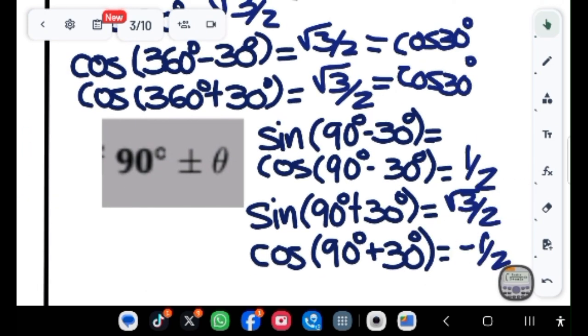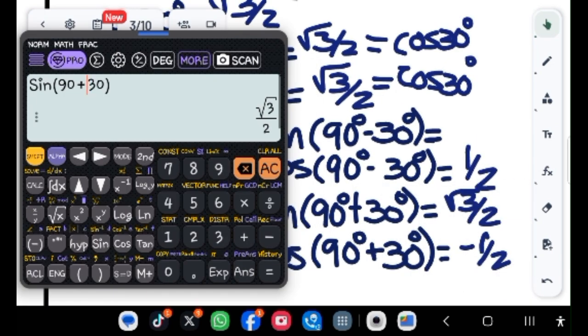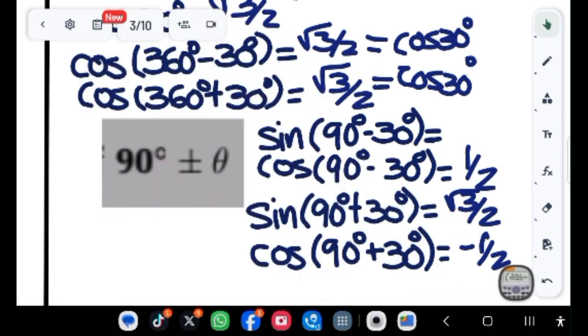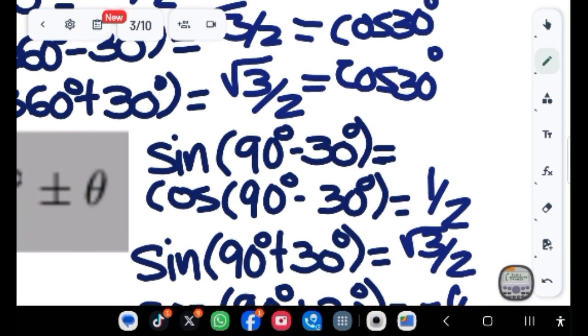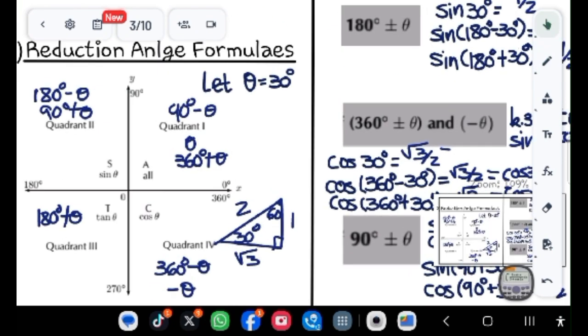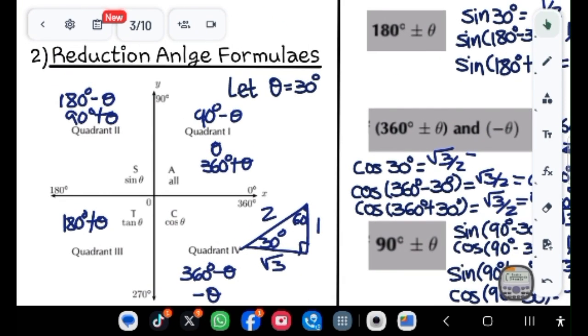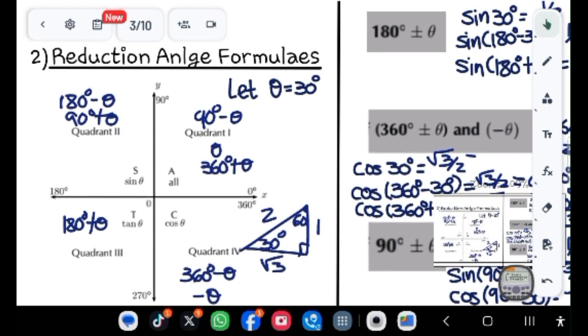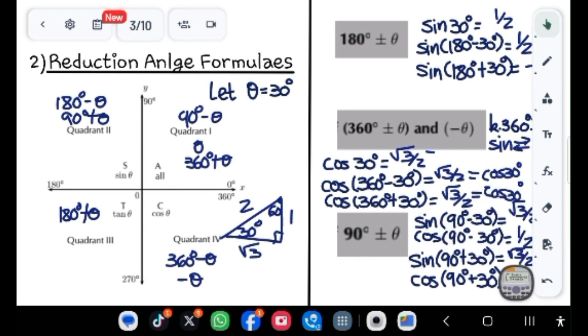Check 90 degrees minus 30. Sine of 90 degrees minus 30 will also give you the positive square root of 3 over 2, which is cos of 30 degrees. And that's how it all happens. So that is how you work out trigonometric ratios and reduction angle formulas with a CAST diagram.